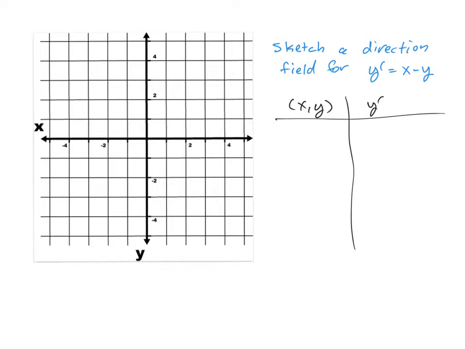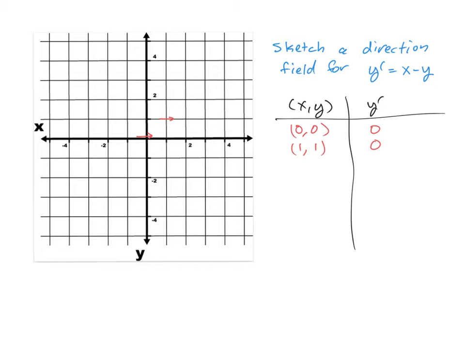So of course, you should always try to use the origin if it's defined. So if we use the point 0, 0, and substitute that ordered pair, we get a y prime equal to 0. That means that we actually have a horizontal tangent line at the origin. You'll also notice that if I pick the point 1, 1, and I substitute into the differential equation, that slope is 0 as well. So at the point 1, 1, I have a horizontal tangent line.